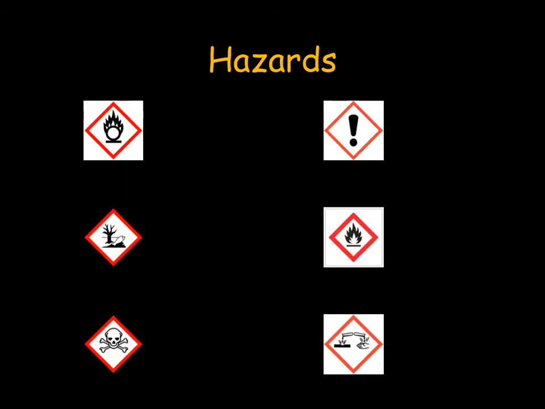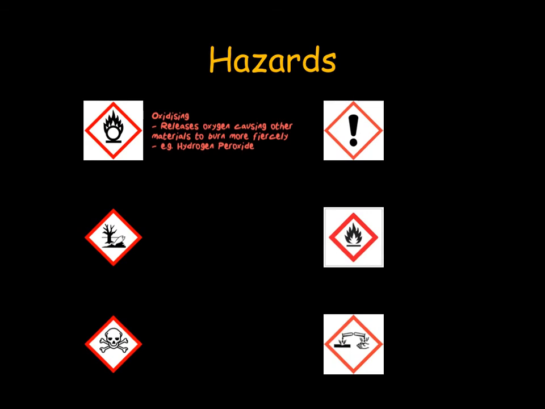Before carrying out any type of chemical reaction, it is important to be able to identify the hazards. There are 6 hazards you must identify within your GCSE. First of all, we have oxidizing. This means that it releases oxygen to the surrounding area. For example, hydrogen peroxide or liquid oxygen.